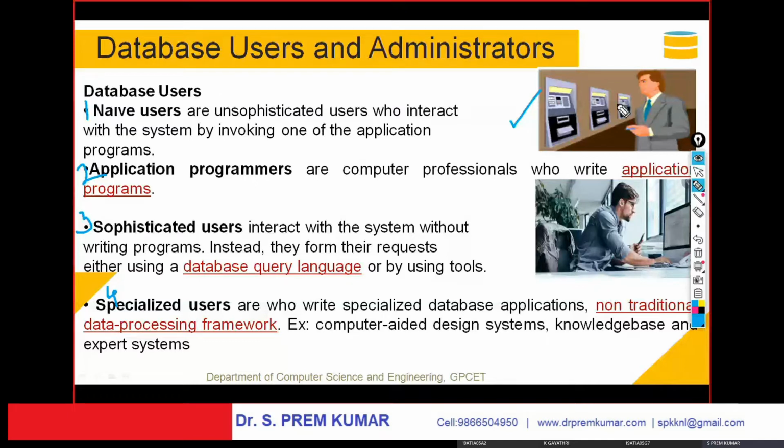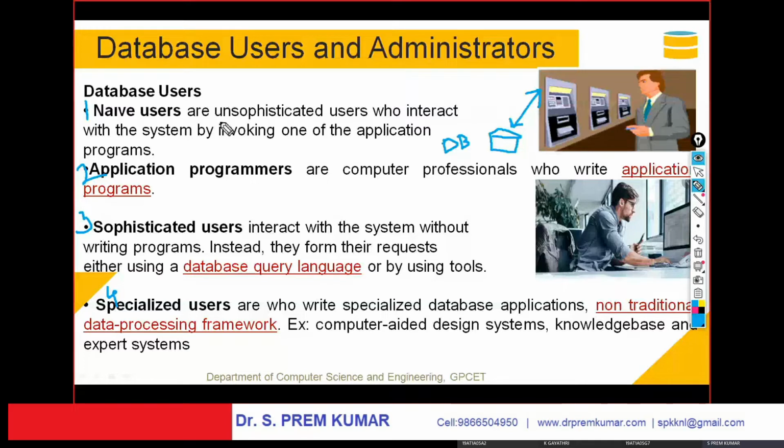You will be interacting with the database through the application program. For example, in an ATM machine, at the backend there will be a database. Let me say this is the database, sitting inside. We don't know what data is there or who created it. The end user will come and interact with this machine, and knowingly or unknowingly, data is being stored into the database, into the hard disk. Knowingly or unknowingly, he is able to access the database and enjoy the results. He is called a naive user.